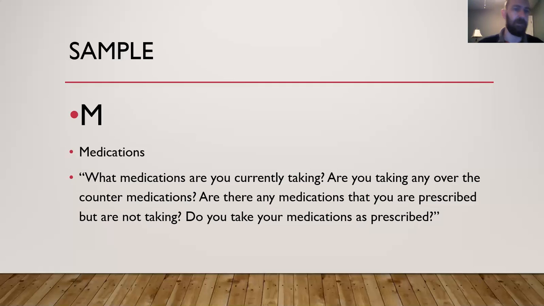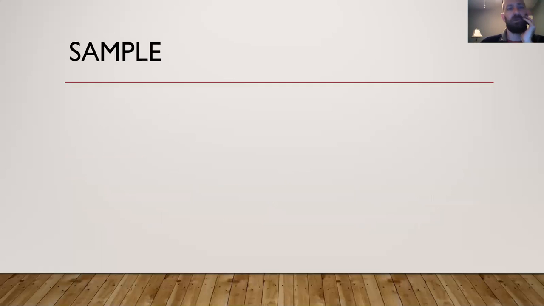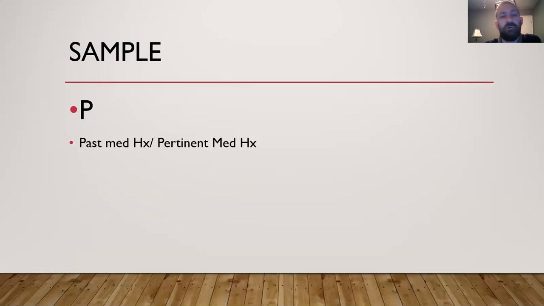Okay. All right. Moving on from M, from medications, I'm going to go to P. And P is past medical history or pertinent medical history. HX is shorthand for history there. So past medical history or pertinent medical history. So those are two kind of different things there. And so let's break that down a little bit.